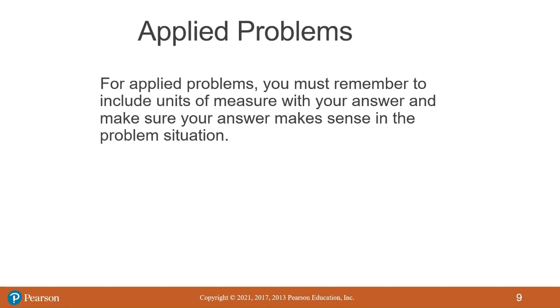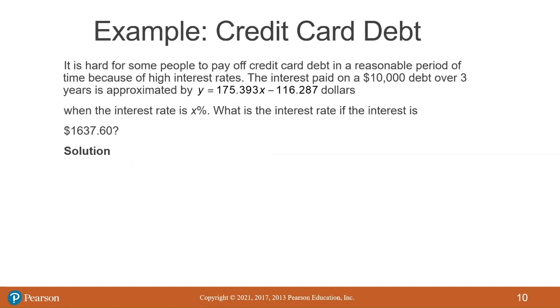All right, let's look at some applied problems. For applied problems, you must remember to include units of measure with your answer and make sure your answer makes sense in the problem situation. So let's look at this example dealing with credit card debt. It's hard for some people to pay off credit card debt in a reasonable period of time because of high interest rates. The interest paid on a $10,000 debt over 3 years is approximated by y equals 175.393x minus $116.287 when the interest rate is x percent.